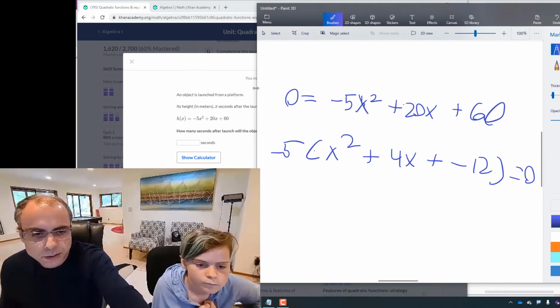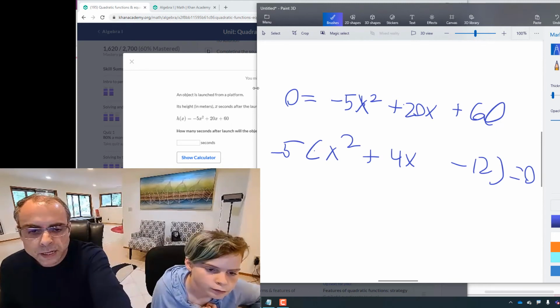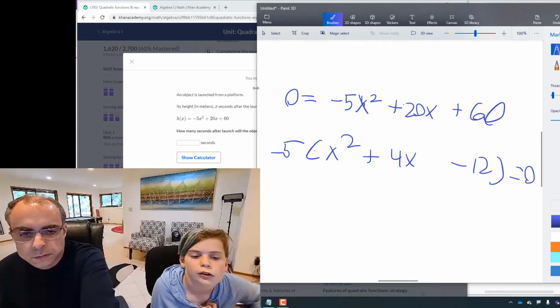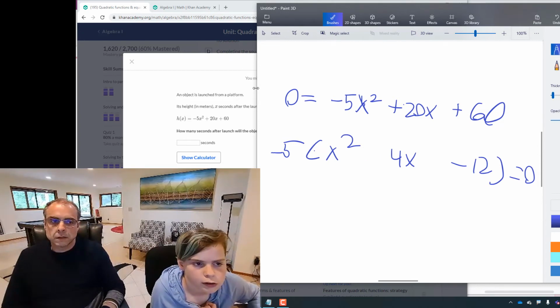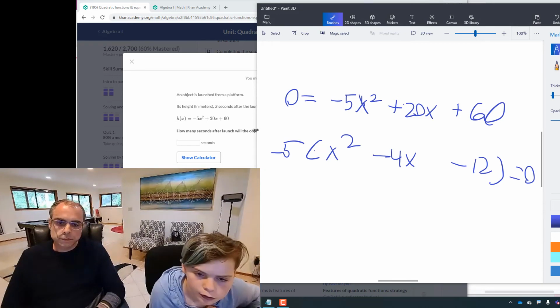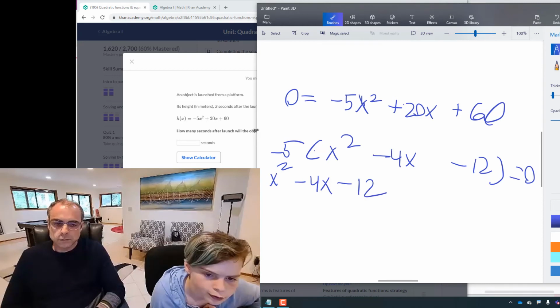So you can just get rid of this plus sign, right? And what about here? Negative 5 times 4x would be what? When you do the distributive property on these, that would be negative 20. So what should it be? 20. Okay. Now what's the next simplification step we can do? Divide each side by negative 5. Yes. So then that would just be x squared minus 4x minus 12 equals 0.